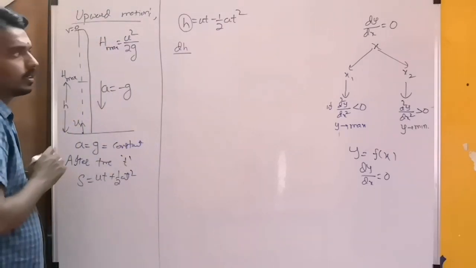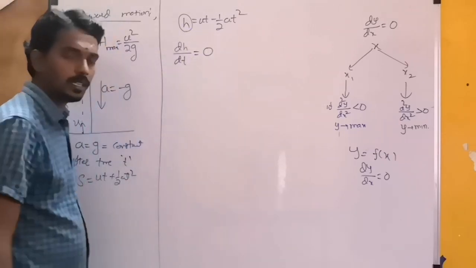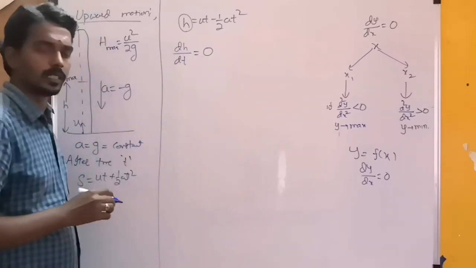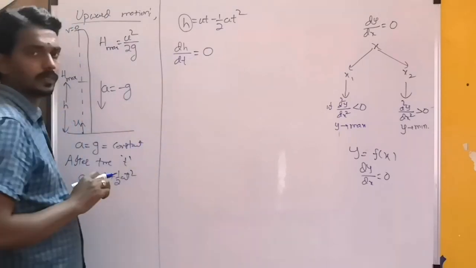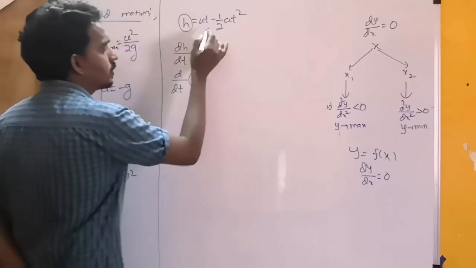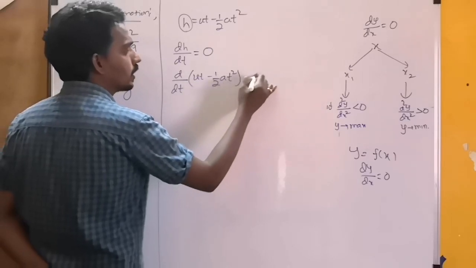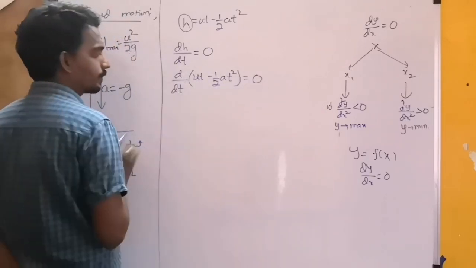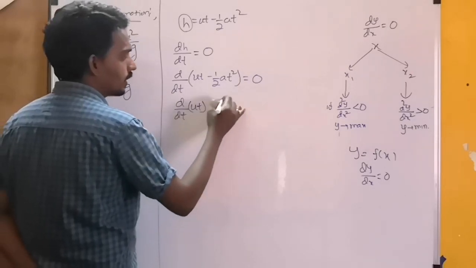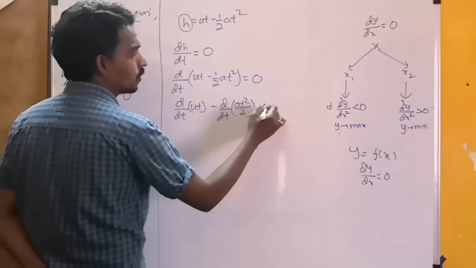To find that, you have to equate the first order differentiation to 0, so dh by dt equal to 0. Now here d by dt of h, that is ut minus half at square, equal to 0. Then write it separately: d by dt of ut minus d by dt of at square by 2 equal to 0.